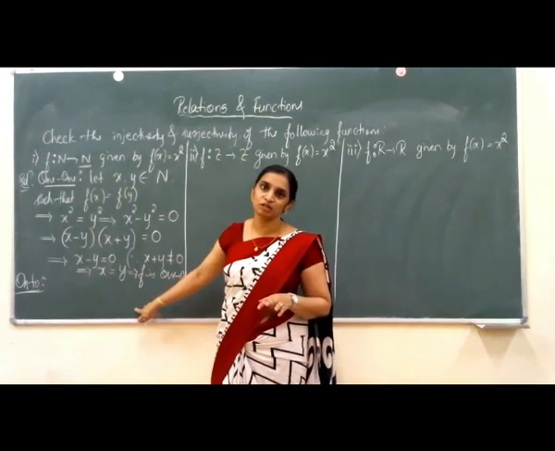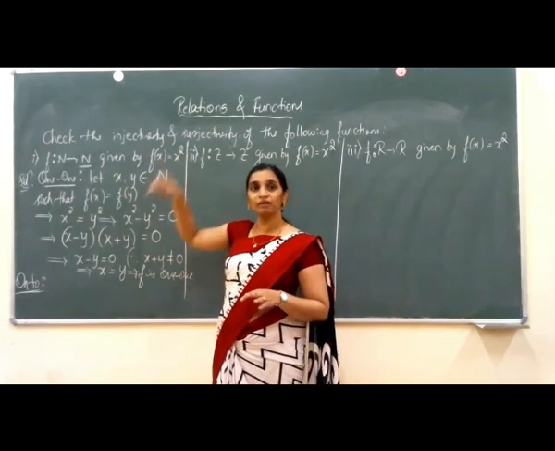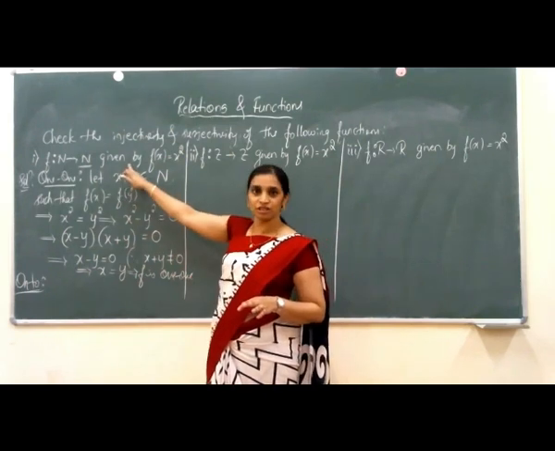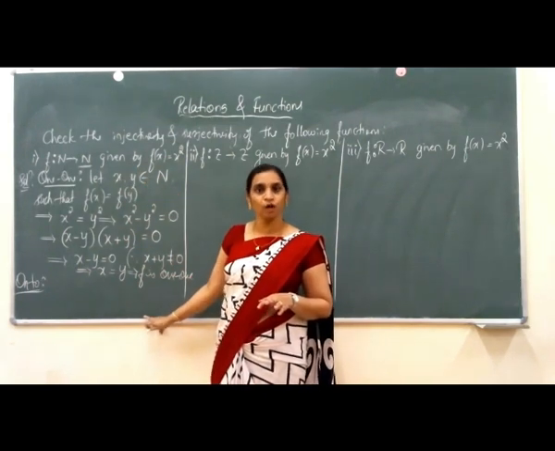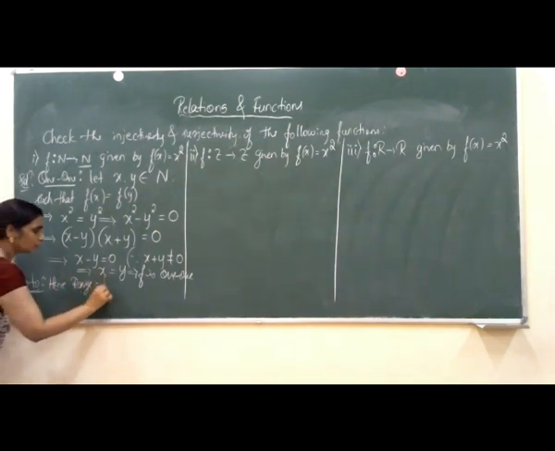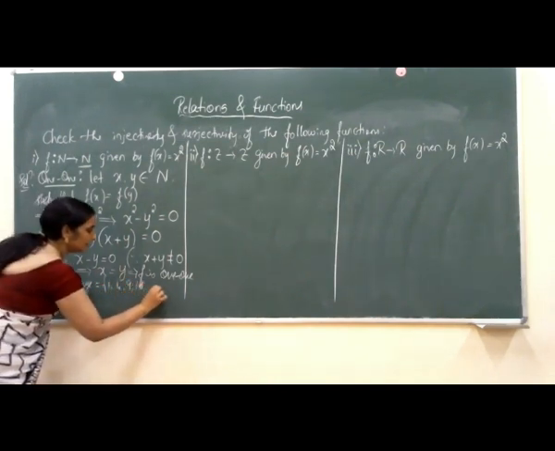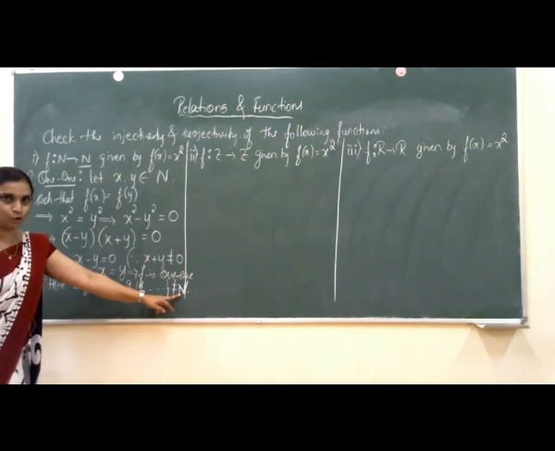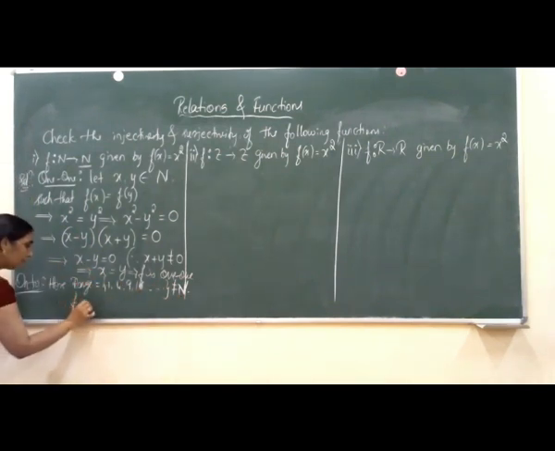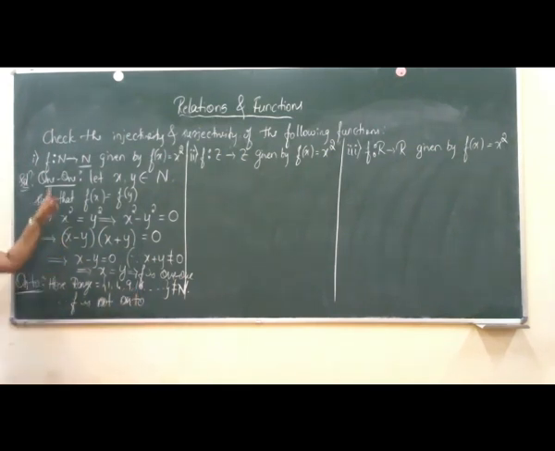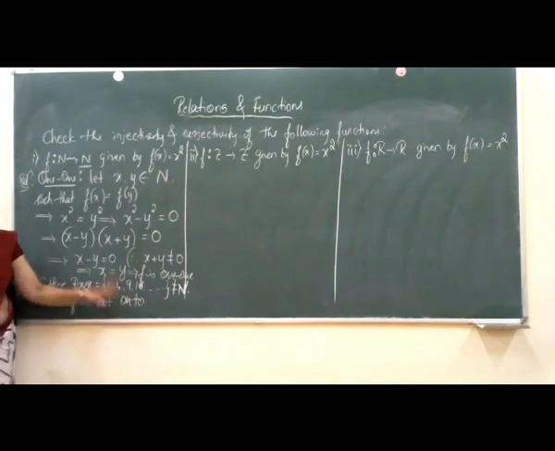Codomain and the range both are not equal. So without even proving using the definition, directly also we can conclude here that since the range is not equal to the codomain, the function is not onto. Here for the onto condition, we may write the range is equal to 1, 4, 9, 16 and so on, which is not equal to N. That is nothing but the codomain. Therefore, f is not onto. The given function is one-one, but it is not onto.